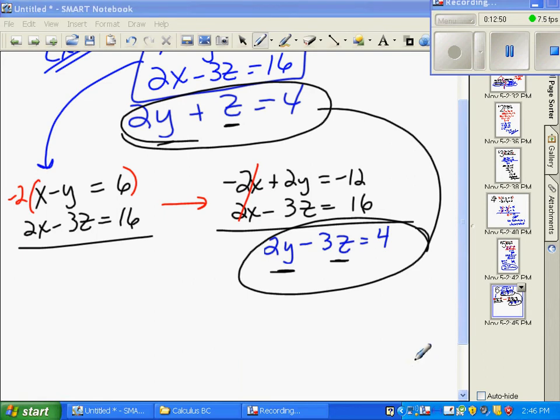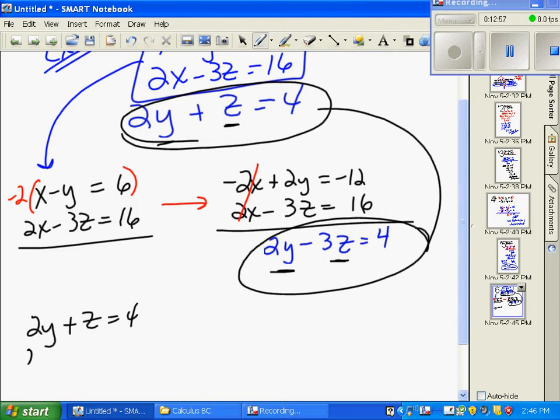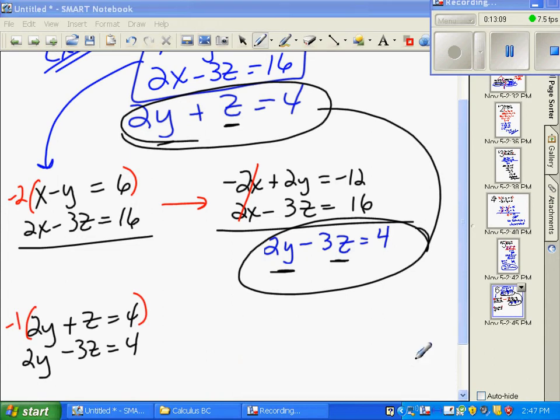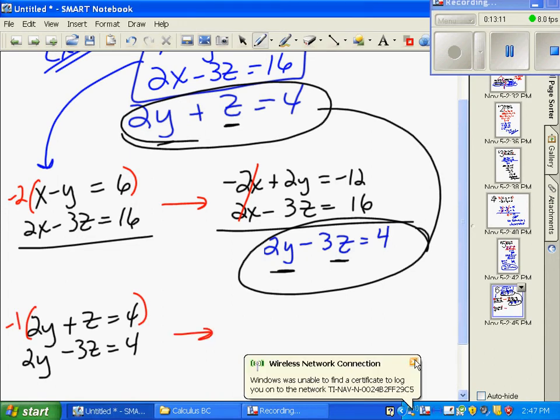Okay, so here we go. I have 2y plus z equal to 4. That was one of my original equations. Here's my solution when I put the first two equations together and did elimination. I'm going to look at that, and I think I'm going to eliminate the y variable by multiplying that top equation by a negative. So this is what we get.